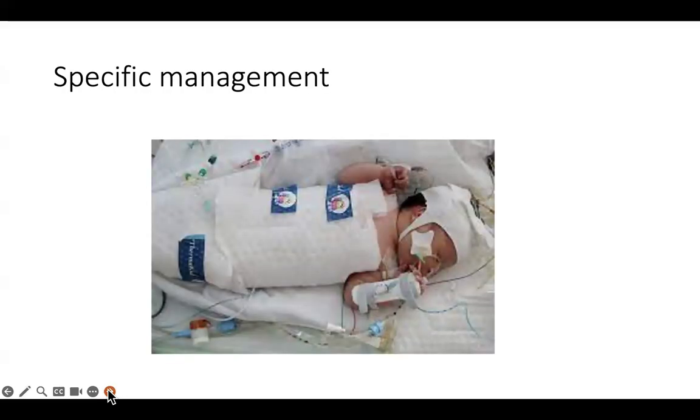Going into the specific management, this is therapeutic hypothermia. You can see that the body of the baby is wrapped in a blanket. So this is cooling. Cooling is where we try to reduce the core body temperature to somewhere around 34 degrees and maintain that level for up to 72 hours.